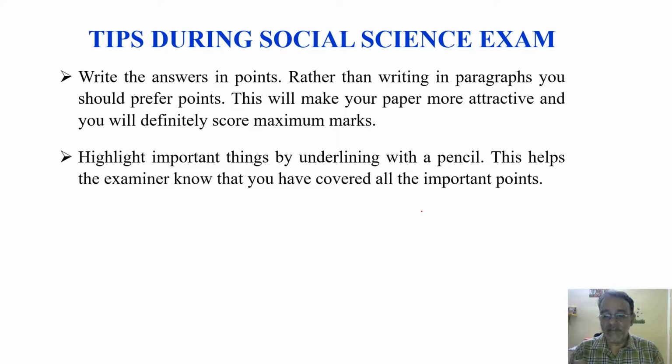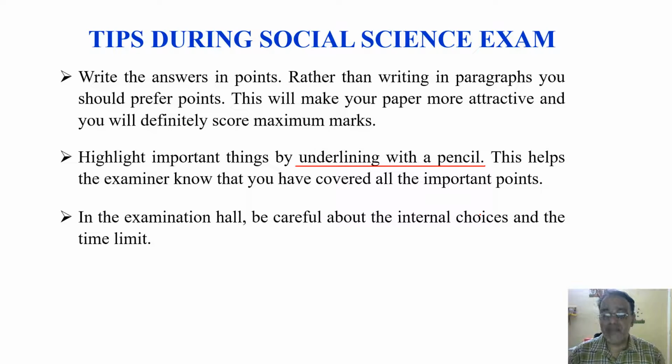Like if it is a 4 marks question, if the examiner sees 4 points, immediately he will give good marks. But if you write in a paragraph, the examiner has to search for the 4 points. So he may take time also. So if you write point-wise, examiners get quite impressed and give good marks. Highlight the most important things by underlining with a pencil. This helps the examiner know that you have covered all the important points.